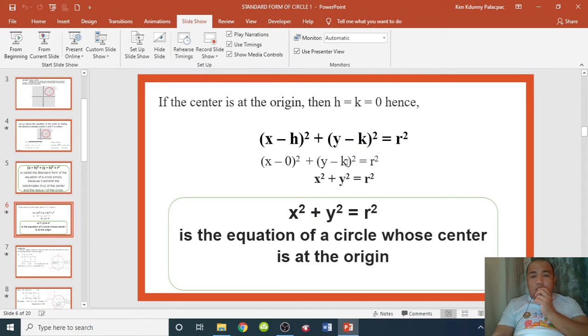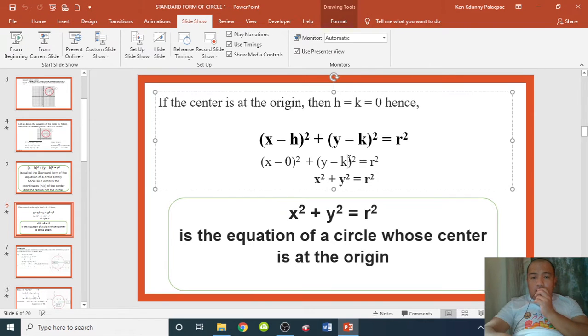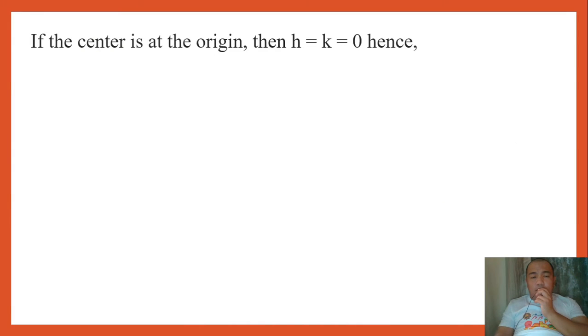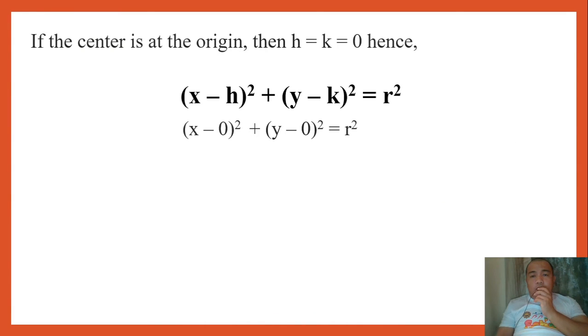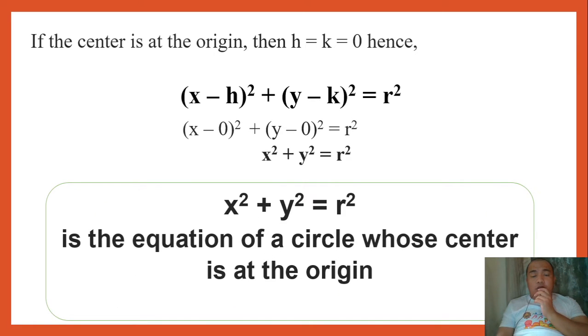Substitute k by 0. Substitute h by 0. Substitute h with 0, k with 0. So x minus 0 is x squared, y minus 0 is y squared, equals r squared. So this will be the equation of the circle if the center is at the origin: x squared plus y squared equals r squared.